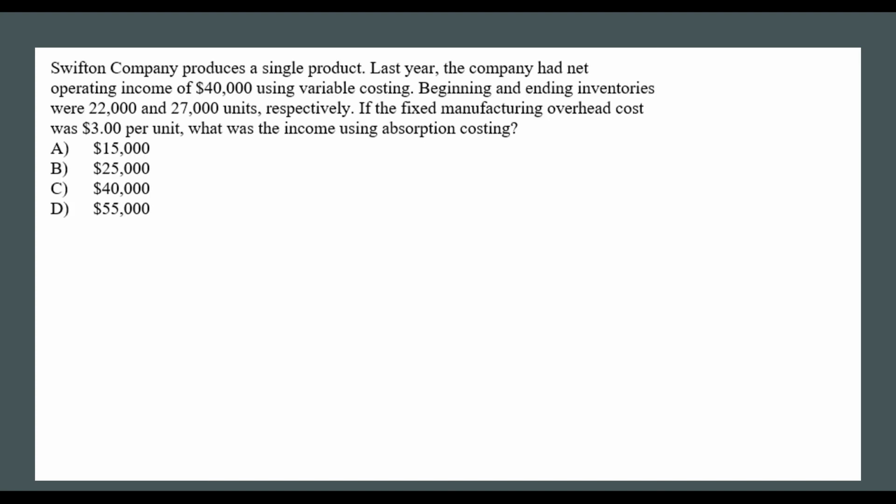Swifton Company produces a single product. Last year, the company had net operating income of $40,000 using variable costing. Beginning and ending inventories were 22,000 and 27,000 units respectively. If the fixed manufacturing overhead cost was $3 per unit, what was the income using absorption costing? Okay, guys, I'll give you another 10 minutes to solve this problem.